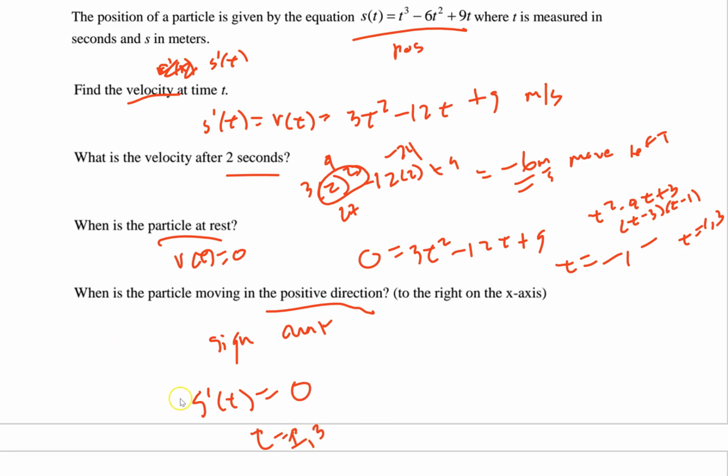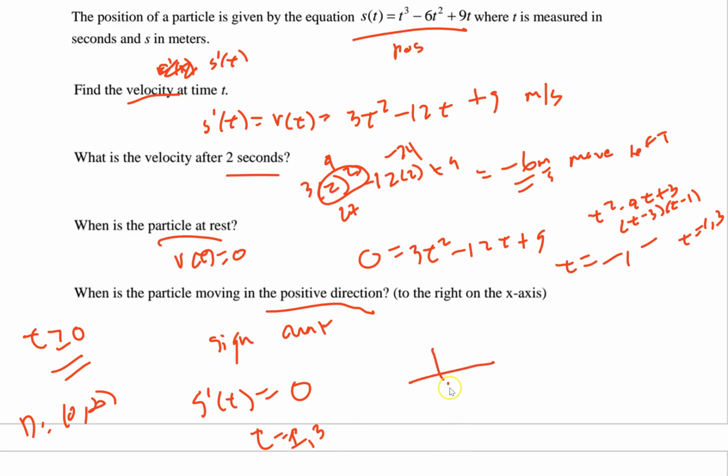Which, by the way, is something we haven't talked about yet: since we're dealing with time, time is always positive. It could also be 0, but time is always positive. You can't have a negative time. I'm never going to ask you what's the velocity at negative 3 seconds. It doesn't make sense. So in this case, our domain is always going to be 0 to infinity, because we're dealing with time. So I get 1 and 3.